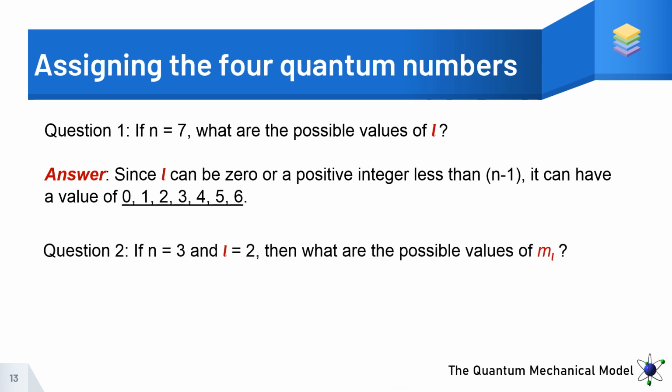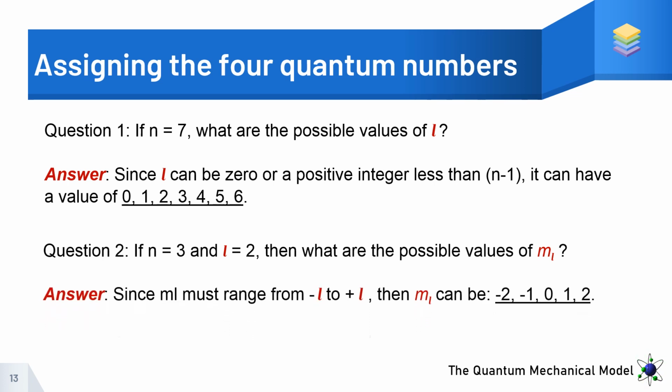Next one, if n is equal to 3 and L is equal to 2, then what are the possible values of ML? The answer: since ML must range from negative L to positive L, ML can be negative 2, negative 1, 0, 1, and 2. Remember, if we have n minus 1, that would be 3 minus 1, which is equal to 2. And since ML ranges from negative L to positive L, that could be negative 2, negative 1, 0, 1, and 2.